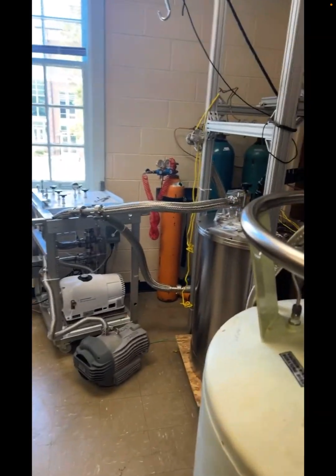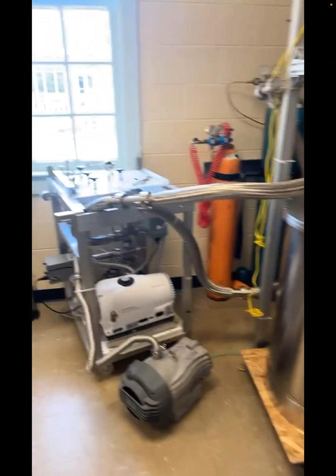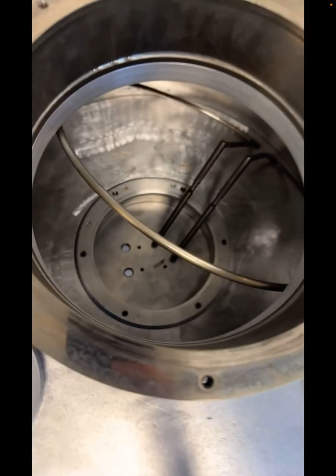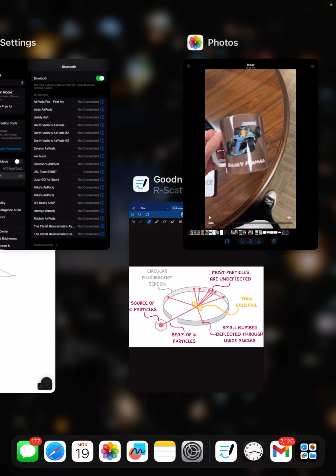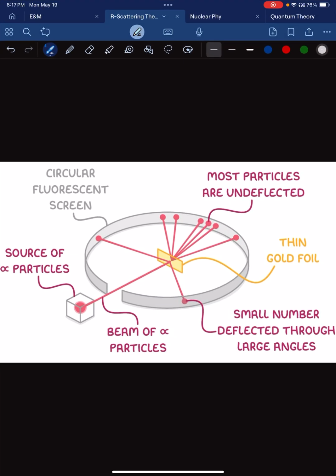This right here to the left, I'm about to go back to it, is the actual chamber that we're going to be using for the summer project, which I'll get to in just a minute. But that's the main event there. So what we're actually going to be doing is what's called Rutherford scattering. And so here is the classic layout of a Rutherford scattering experiment. It's a nuclear physics experiment.